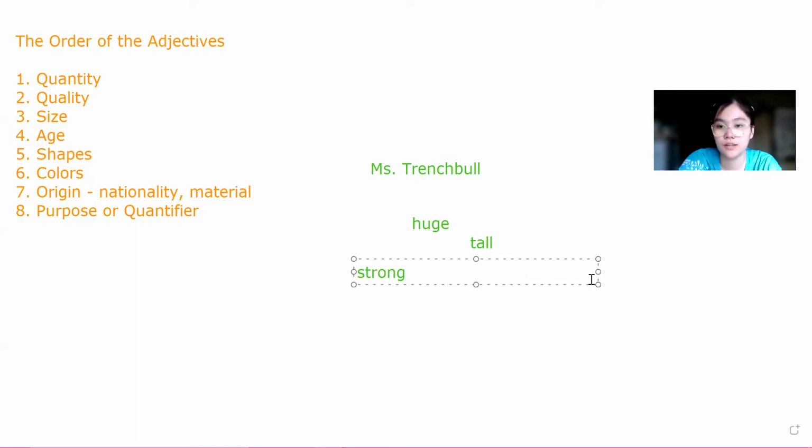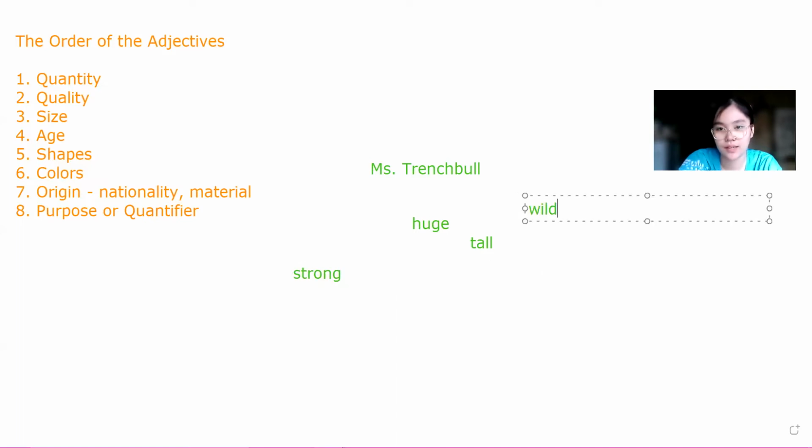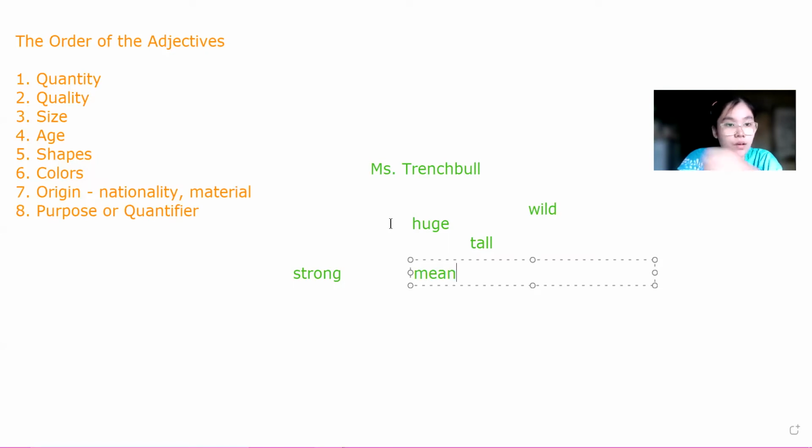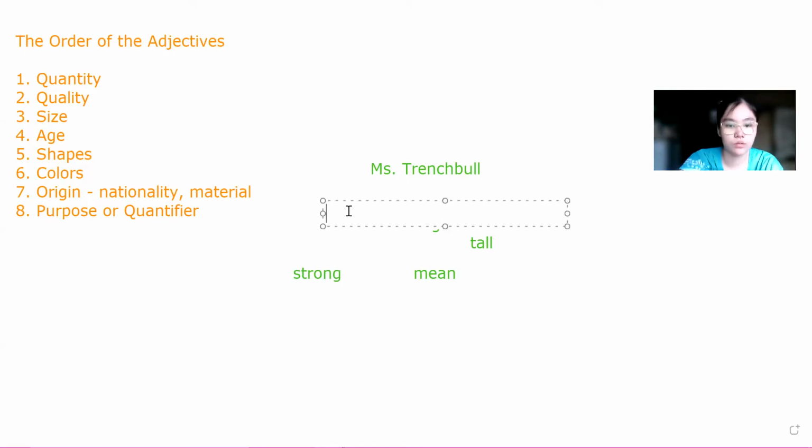Yes, of course, she could lift a whole car. And what else? You can say she is a bit wild, and yes, you can say she's mean. And what else? How about having a look at the list we have: quantity, quality, size, age, shapes, colors, origin. Let's talk about the age group of Miss Trunchbull. You can say that she's a middle-aged woman.